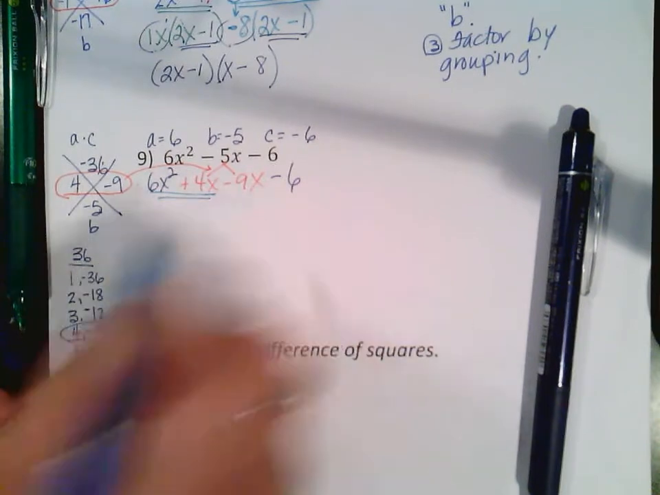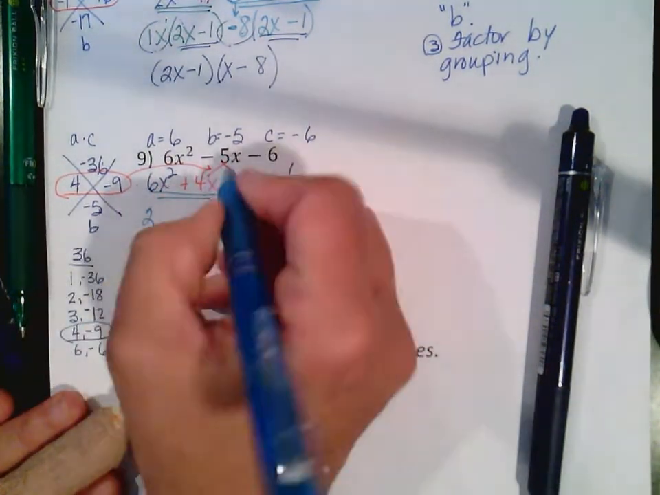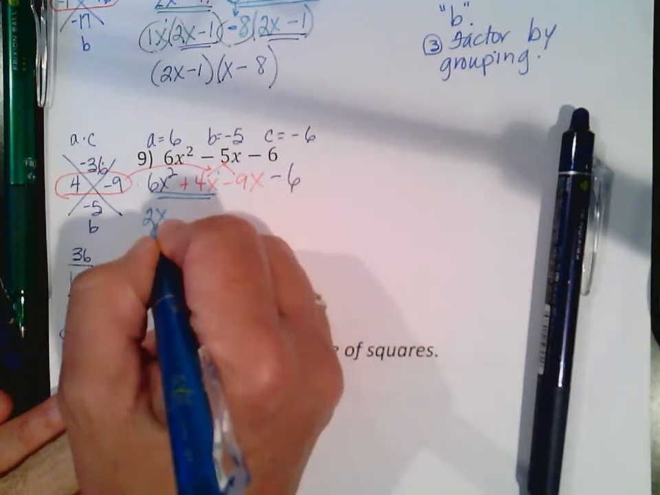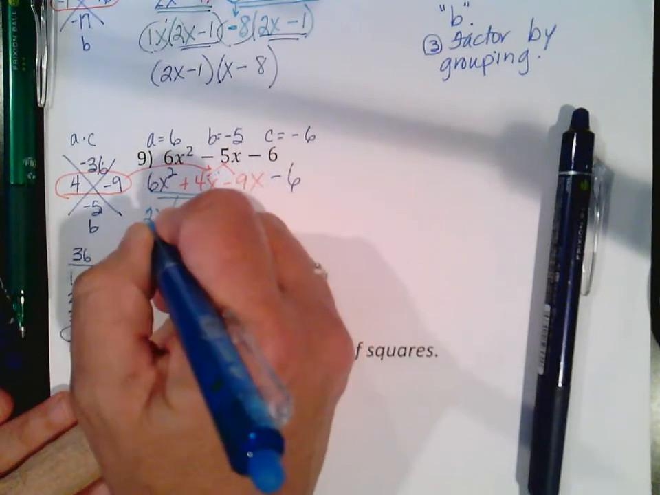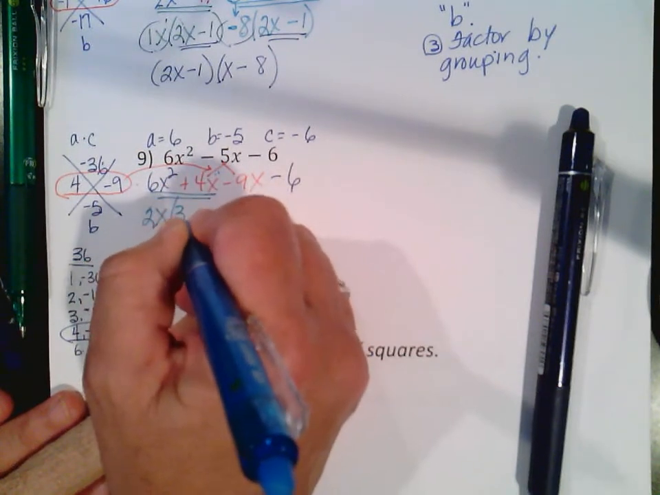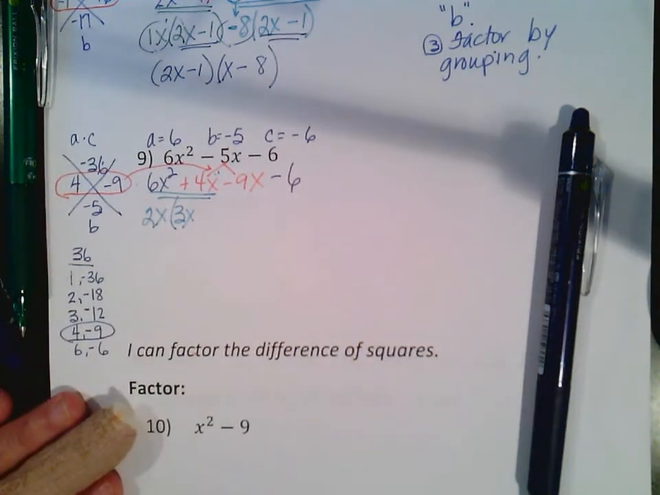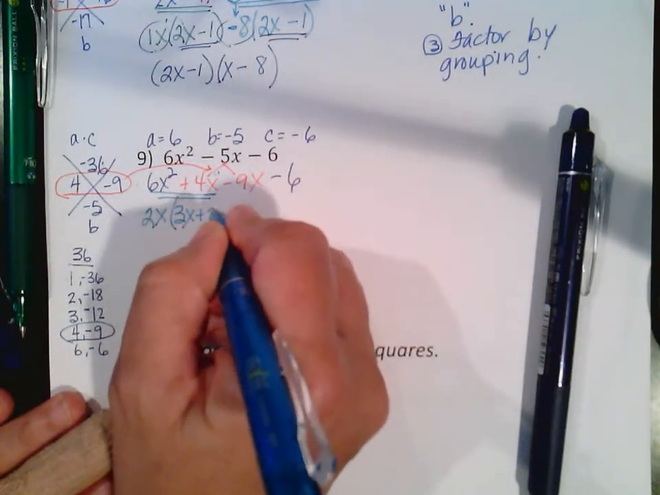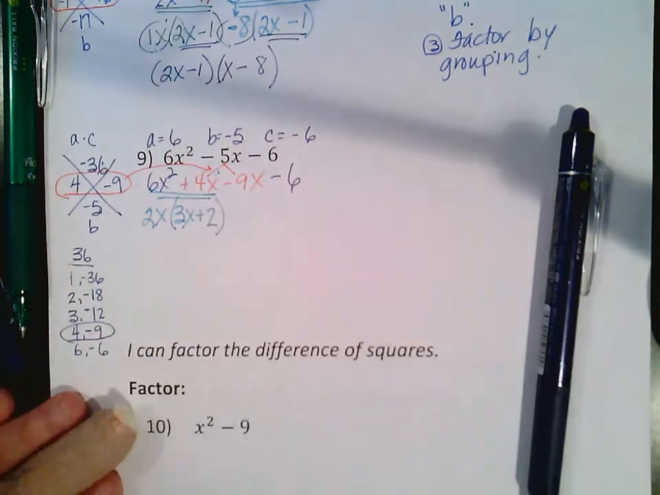The largest number that goes into both 6 and 4 is 2. They do both have x's, so I can pull an x out, and it'll be x to the first because that's my smallest exponent. 2 times 3 gives me 6. X times x will give me x squared. 2 times positive 2 will give me positive 4. I already have the x, so I don't need any more, and that's the end of that.